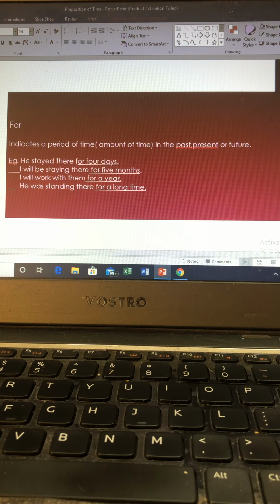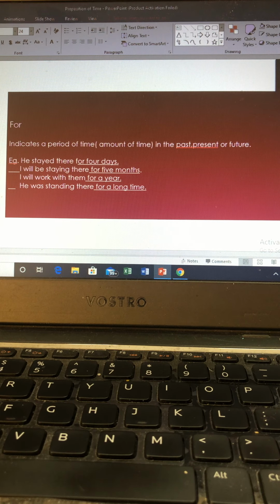Okay. He stayed there for 4 days. What does it mean? Here we are talking about the past tense. If you can see, "stayed" is the verb, and we used ed with the verb, which means we are talking about the past tense. So he stayed there for 4 days. We are talking about a period of time. How many days did he stay? What period of time did he stay? He stayed there for 4 days. So then we use for.